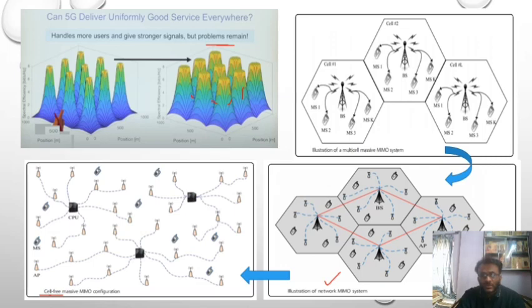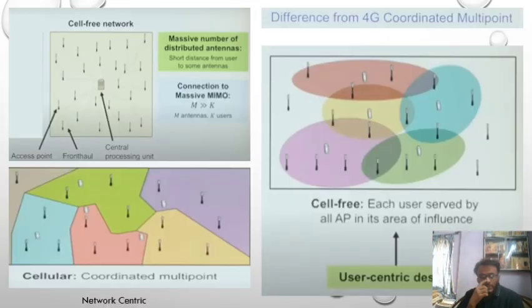So most of the computation is going there, and the corresponding load at the central processing unit is going to increase. This is basically a cell-free network, with the central processing unit, the fronthaul and the access points represented here. The same as, because it is a MIMO system, here also the number of antennas should satisfy the number of users. So this concept is basically the network-centric concept.